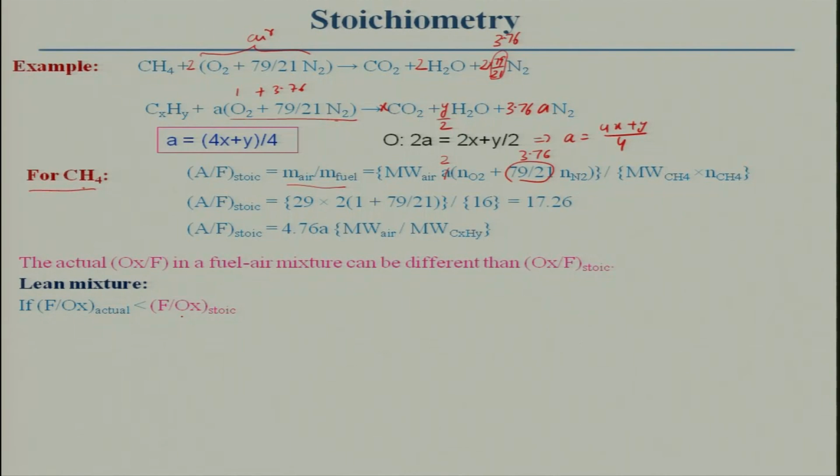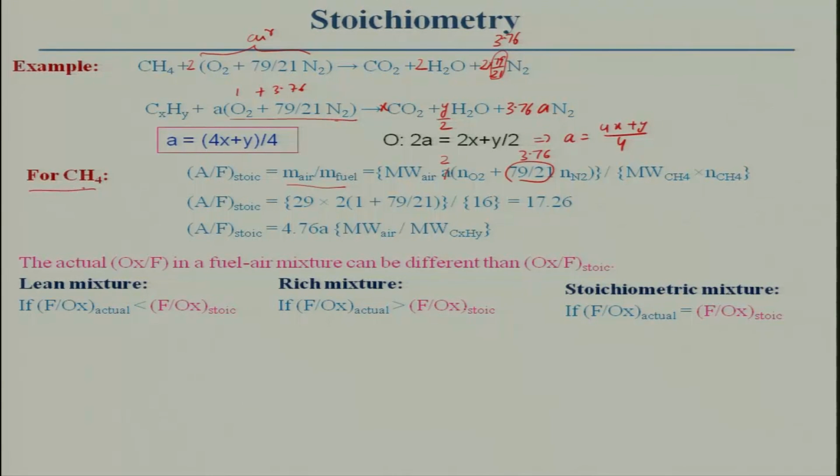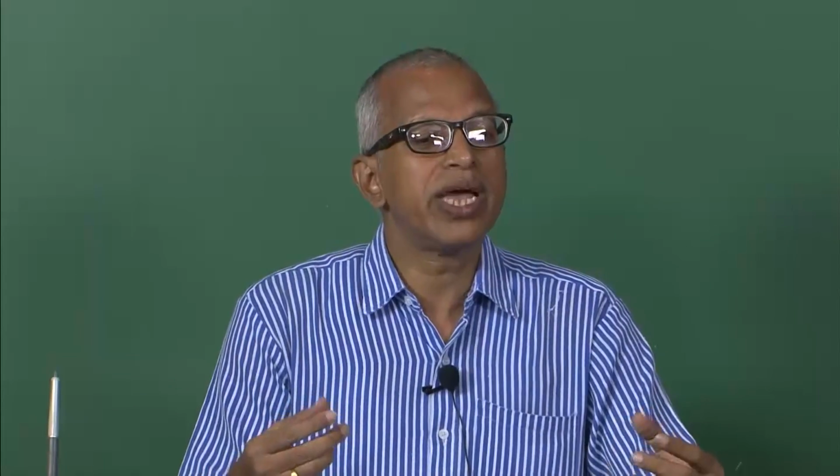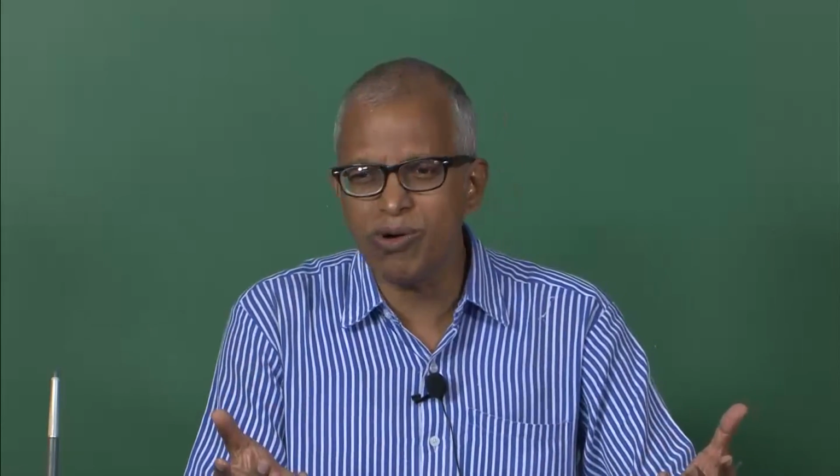And if it is a rich mixture, fuel and oxidizer actual will be greater than fuel and oxidizer stoichiometric, that is the rich mixture, and stoichiometry means it will be the same. Now, this is of course qualitative, we say it is less or more, but I need to express that in terms of certain numbers, so that it will be easier for me to calculate and determine whether it is a lean mixture or a rich mixture. For that, I will have to define a term known as equivalence ratio.